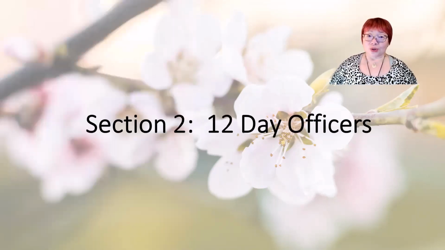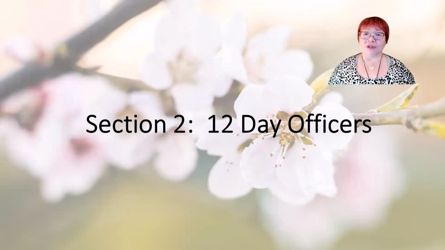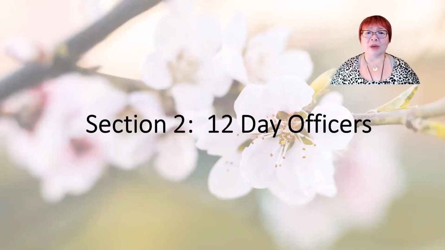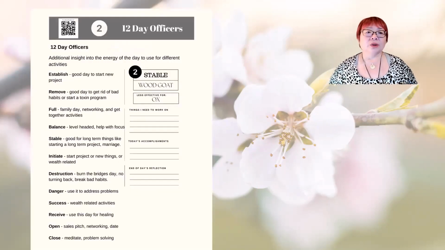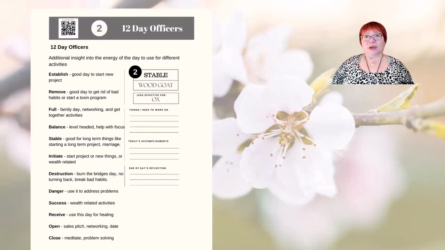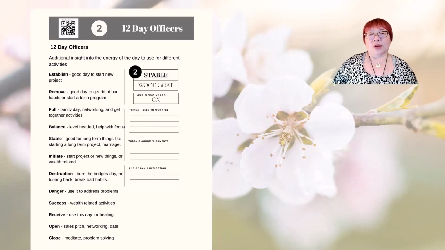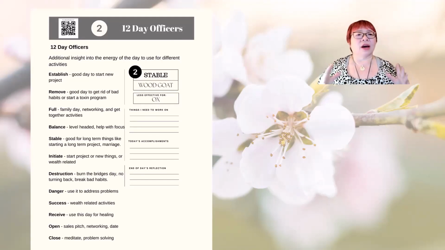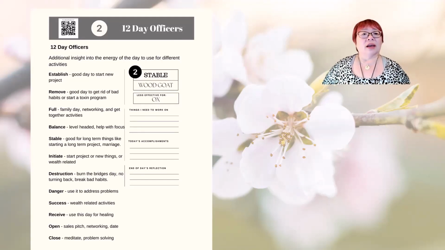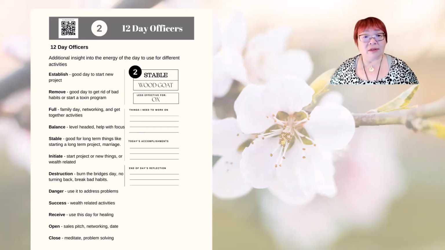So section 2, the 12-day officer. And how do you use them? What do they mean? So we have the 12-day officers. Basically, it just talks about the type of energy and what it is good for. Like, for example, when you want to do something, start a new project, on an established day, like establish something, right? Think of it that way. It's a good day to do things. Like if you want to start a detox plan, a remove day will be good for that.